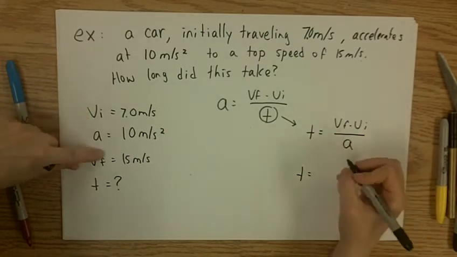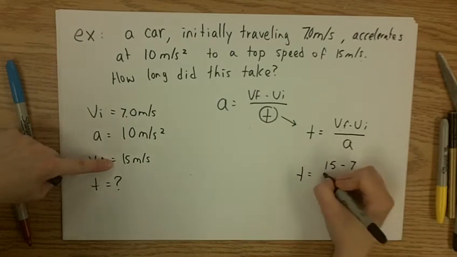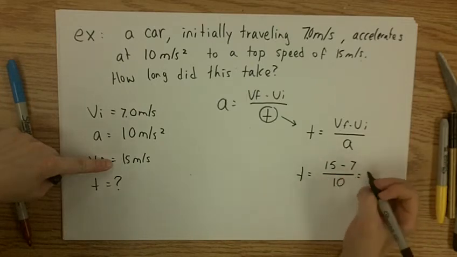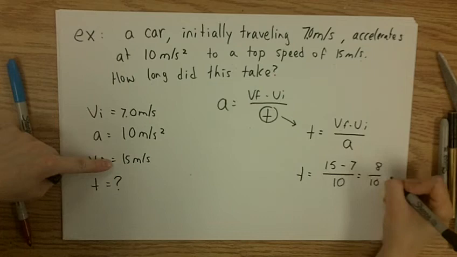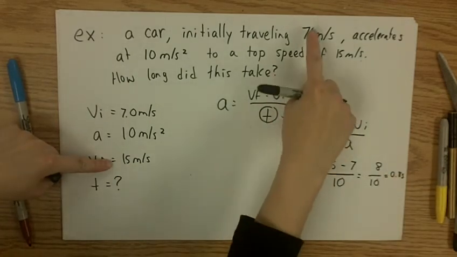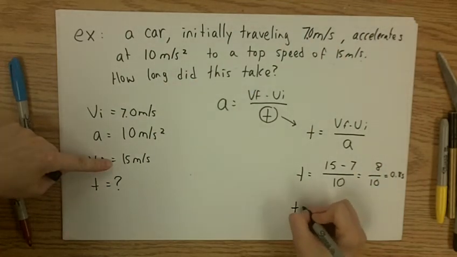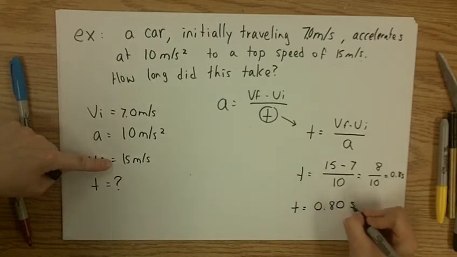t equals 15 minus 7 divided by 10. 15 minus 7 is 8 divided by 10 gives us 0.8 seconds. Looking at significant digits, I have 2 significant digits, 2 significant digits, and 2 significant digits. So my time is 0.80, which has 2 significant digits.